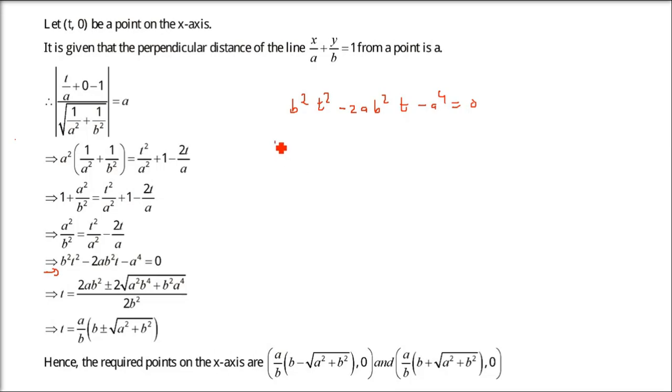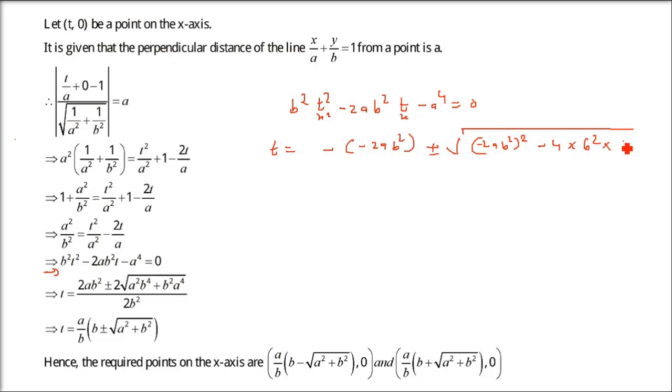So minus b, which is t, our final solution, that is x, which we generally use. Minus b is minus of minus 2ab square, plus minus under root b square, that is minus 2ab square whole square, minus 4 into ac. Here a is b square and c is minus a raised 4, divided by 2a. So 2 into b square, the denominator we have 2b square.